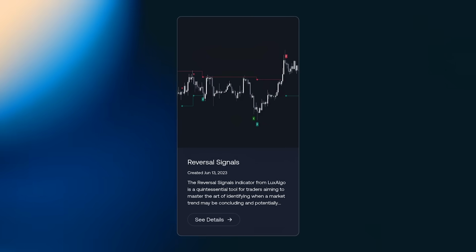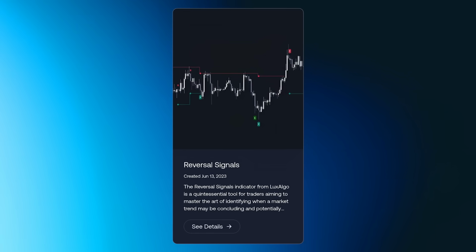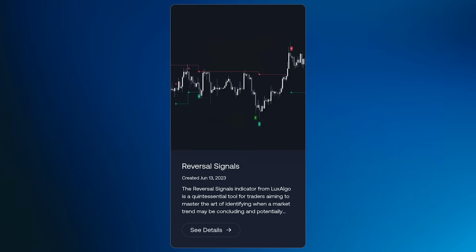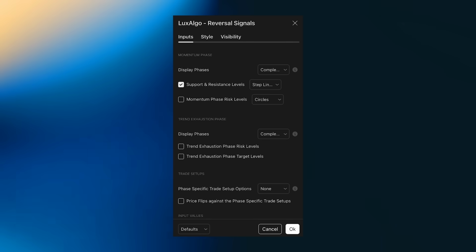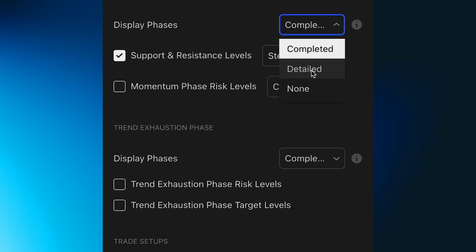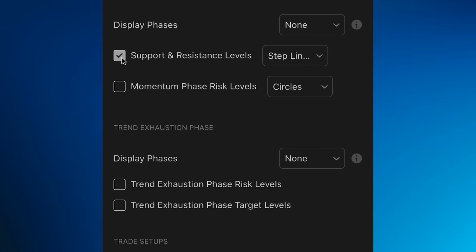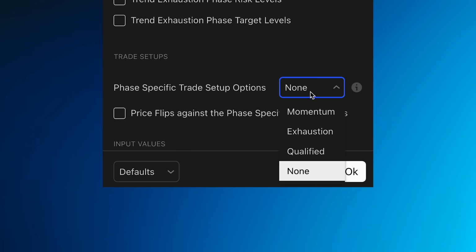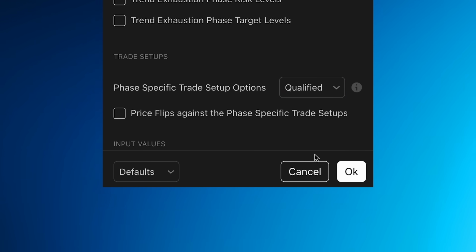Now that we've covered all the key components of this indicator, let's look at a real example of how you can actually use it to spot high-probability trade setups. In this example, we're going to simplify the chart to keep our setup clean and focused. First, head into the indicator settings. We're going to turn off both the momentum and exhaustion phases, and also disable the support and resistance levels. The only thing we're leaving on are the qualified setups, since we'll be using them as our primary trigger to enter trades based purely on price action.